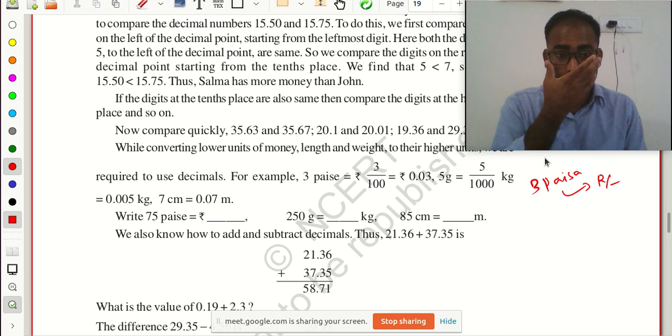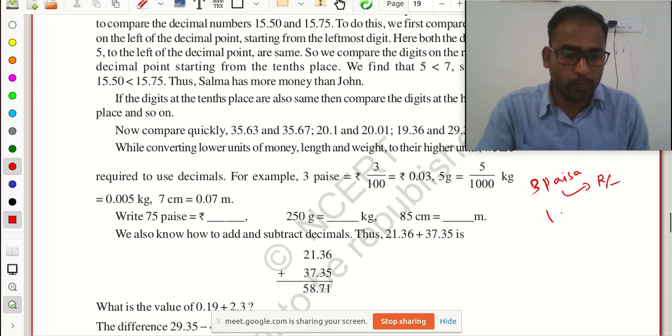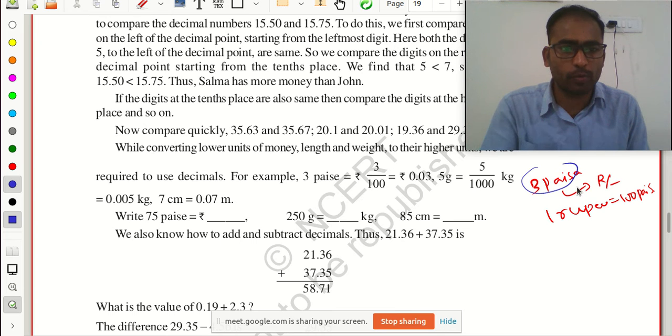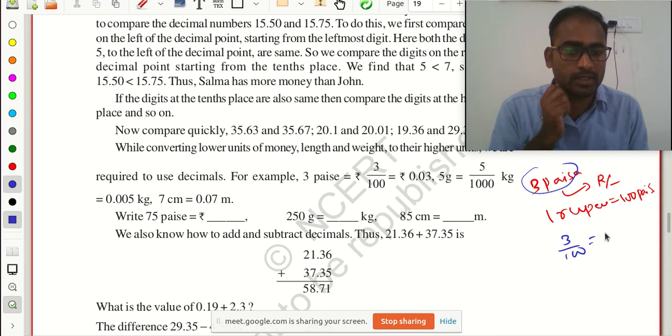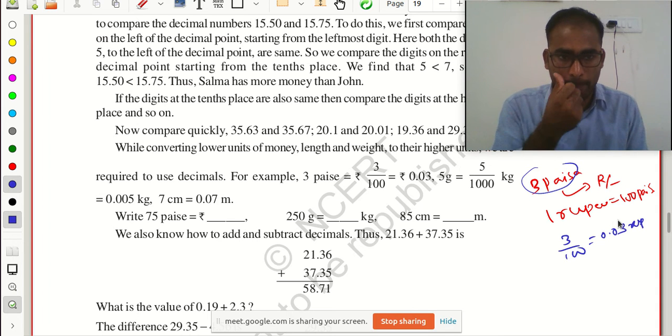You will first get to know how many paisa make 1 rupee. 100 paisa. So simple. If you divide this 3 paisa by the 100 paisa, you will get your rupee value. So it will be 0.03 rupees. Clear?